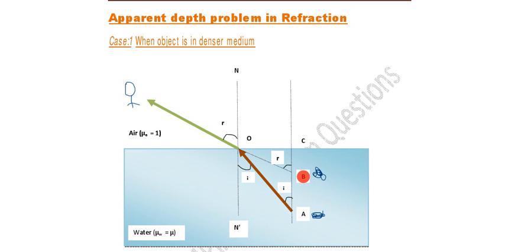So when a person sees this fish, he sees this fish at position B, not at position A. Why? Because of refraction. This A is the actual position of the fish and B is the apparent position of the fish. AC is the actual depth of the fish and BC is the apparent depth of the fish. I hope you understand that when a person sees this fish, he will see it at this apparent position B.